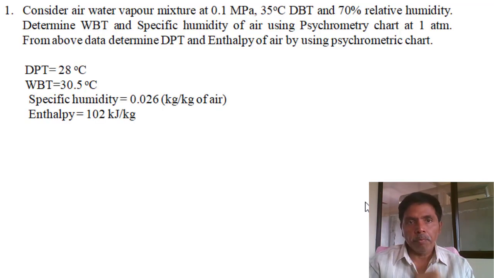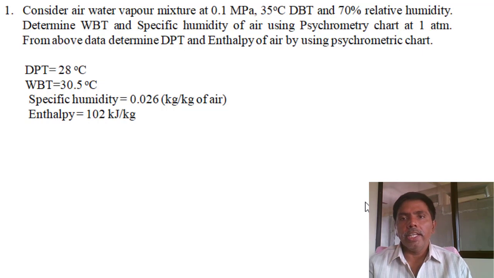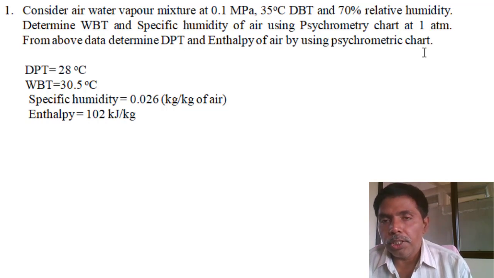First one, you see: consider air water vapor mixture at 0.1 megapascal, 35 degrees centigrade dry bulb temperature and 70% relative humidity. Determine wet bulb temperature and specific humidity of air using the psychrometric chart at 1 atmosphere. From the above data, determine the dew point and the enthalpy of air by using the psychrometric chart. First, you see the given data.